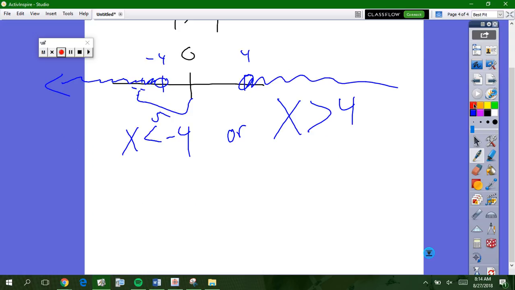So, for my set builder notation, if that's what they're asking us, I would do x such that x is less than negative 4, or x is greater than 4. Okay?